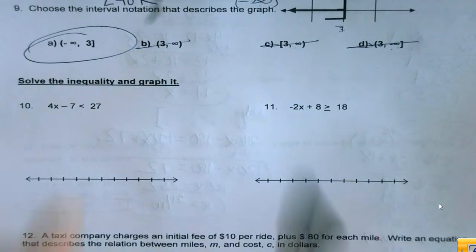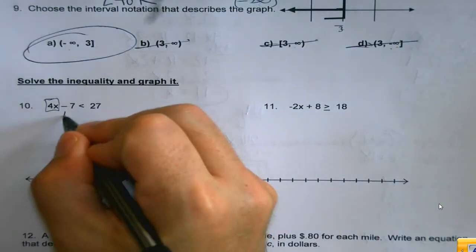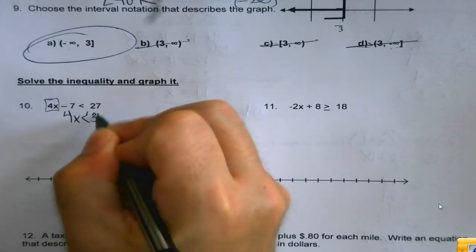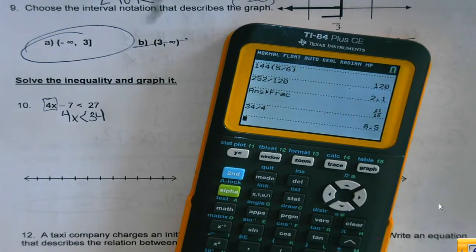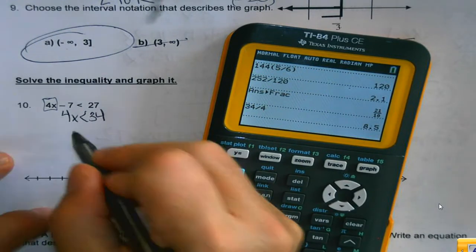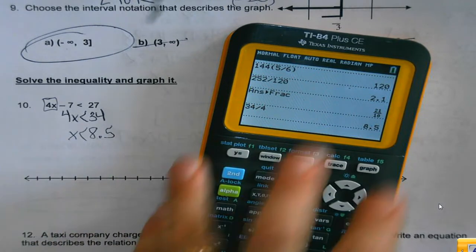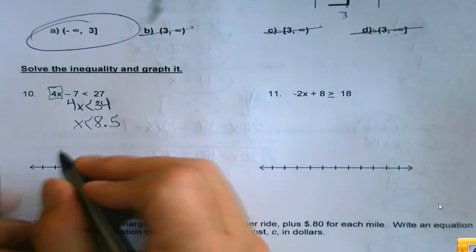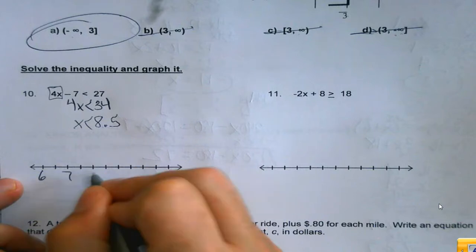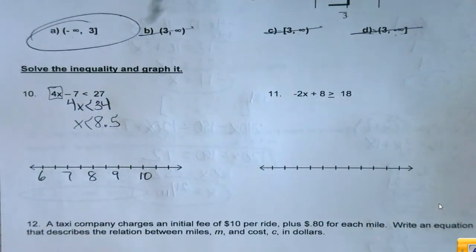Solve the inequality. Not absolute value, just solve what's here and graph it. Add my 7. 4 divided by 4. Already it's a decimal. That's okay. When we're graphing and you get a decimal, I understand you not putting it to like 17 over 2, because that's tricky to graph. So you're like, okay. As long as you have at least 3 numbers on your graph, I really don't care how much that gets going.